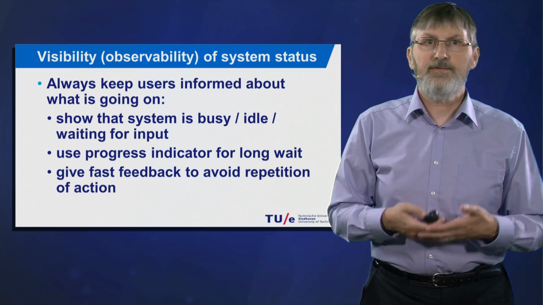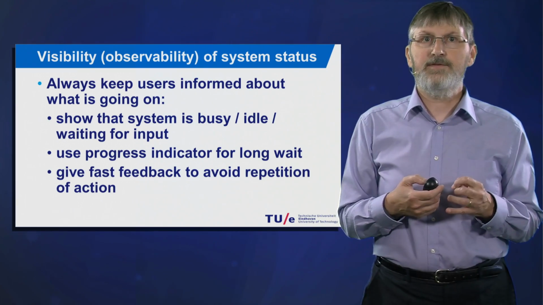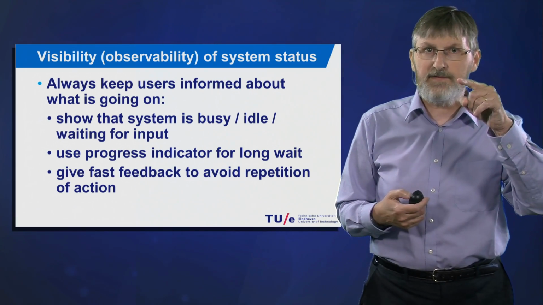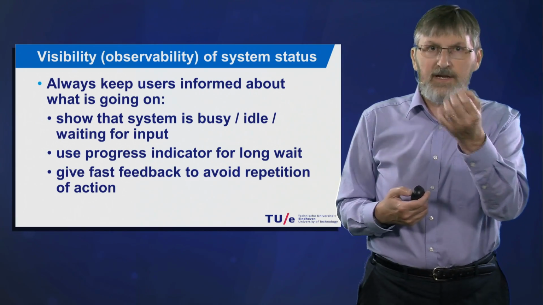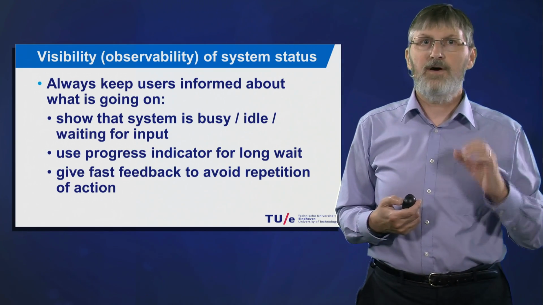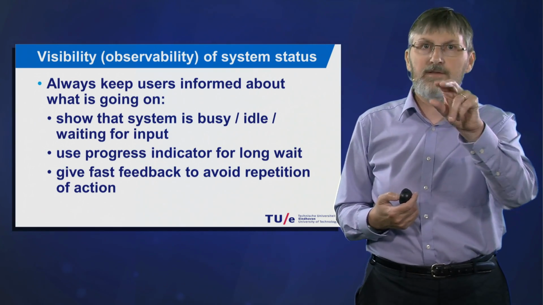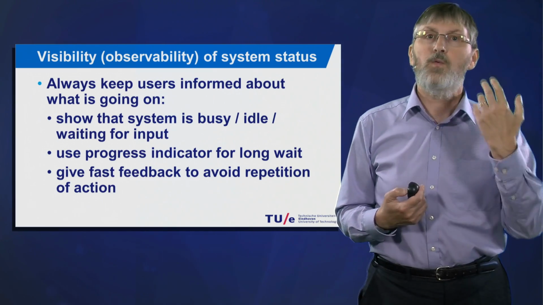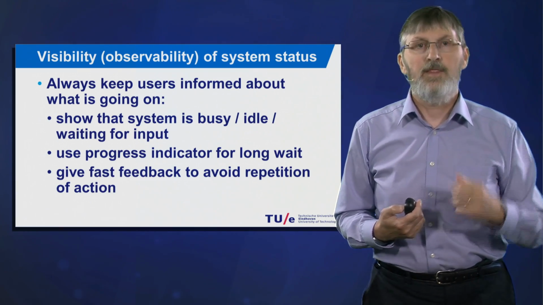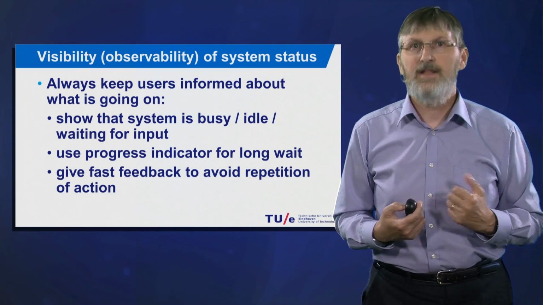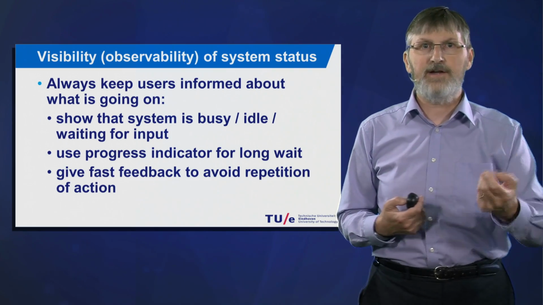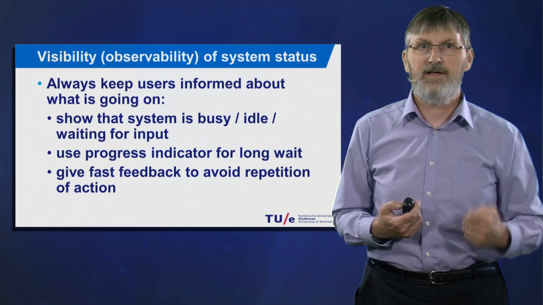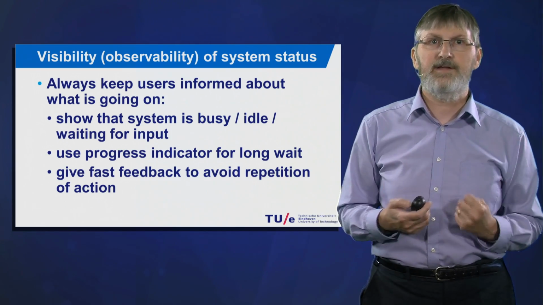We also need to give fast feedback about system status to avoid repetition. When we're in the elevator and we press the button, we need to get very fast feedback by a light coming on. Otherwise, if we don't see that the command to go to floor number 5 has been registered, we will repeat that action. And in the elevator, that doesn't really matter. But if we do the same with the computer, we start an application, there's no reaction, we will just start it again and make the system even more busy than it already is.